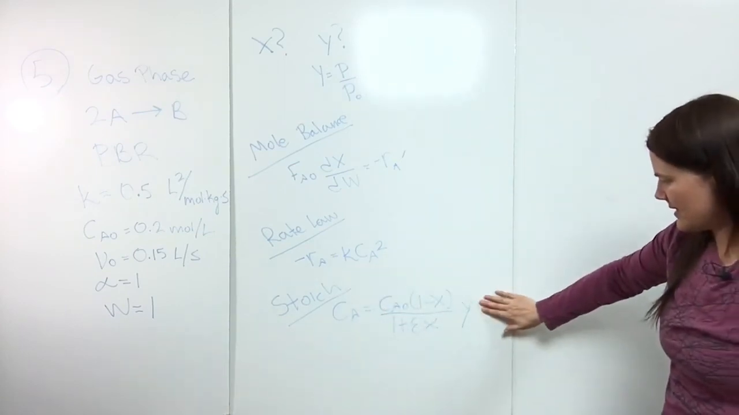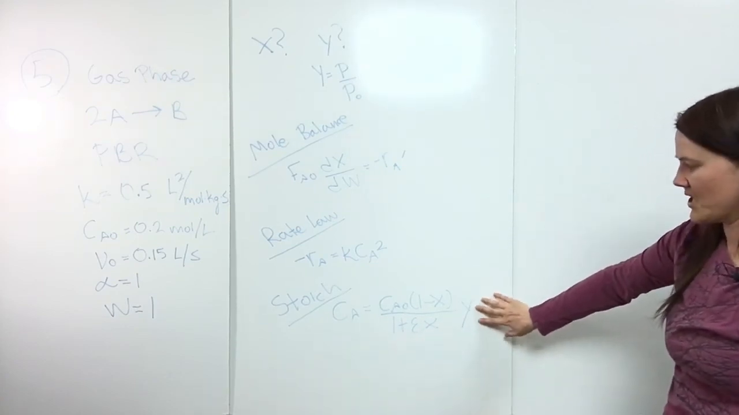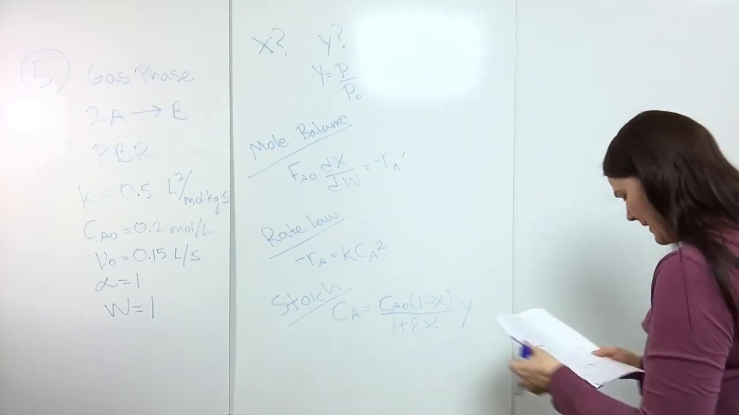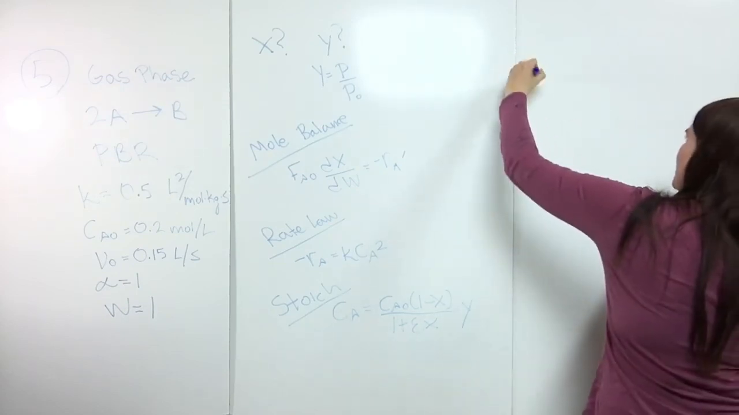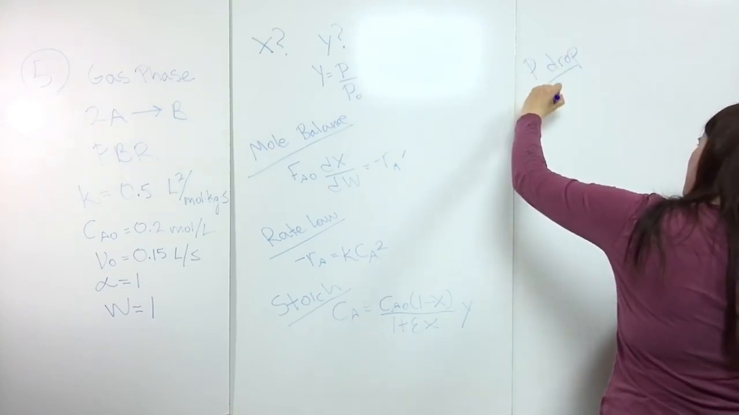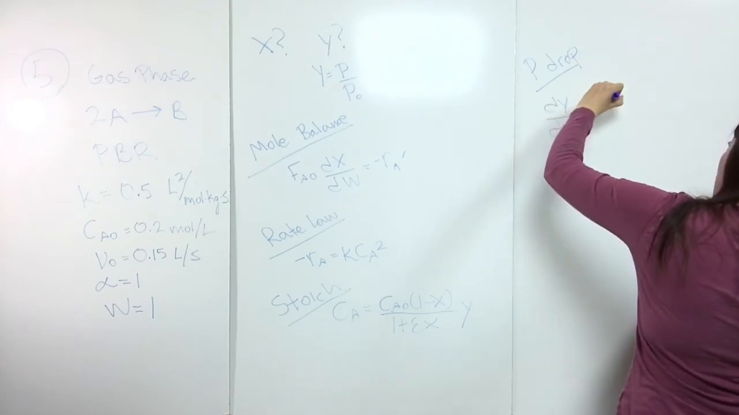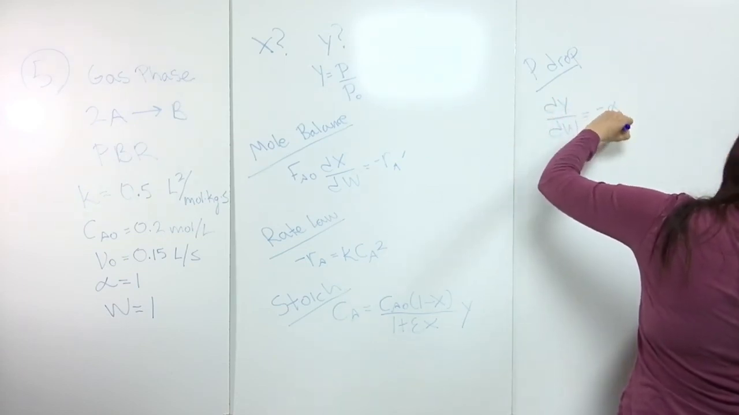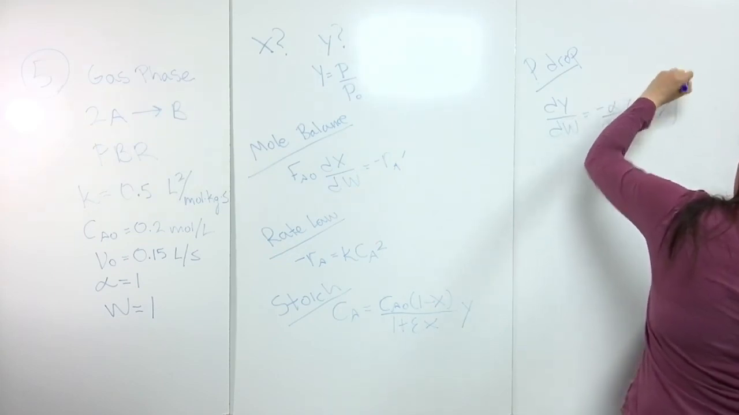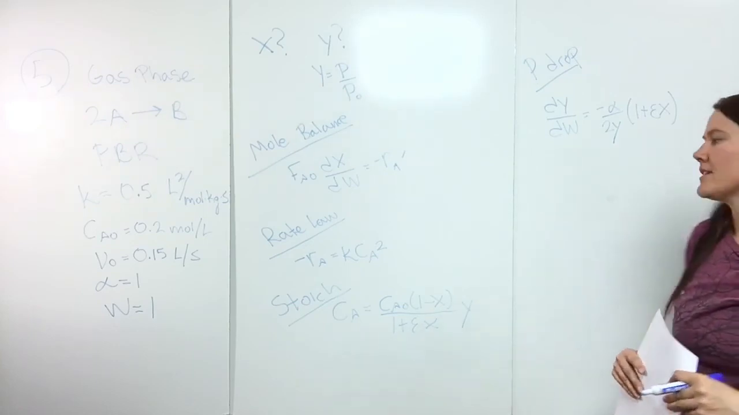So this is gas phase, and then we need to account for the pressure drop, so we can't say that y equals 1. And then we need to do the pressure drop, and so that is dy dW is equal to minus alpha over 2y times 1 plus epsilon x.